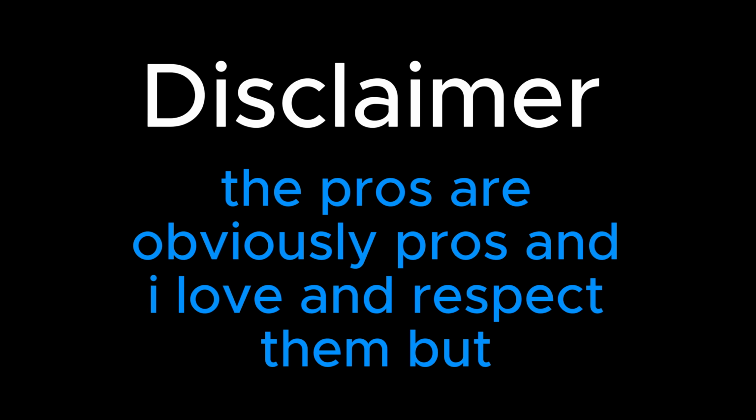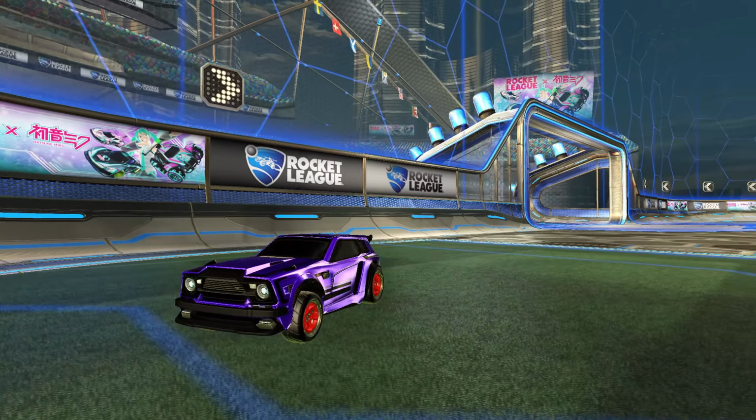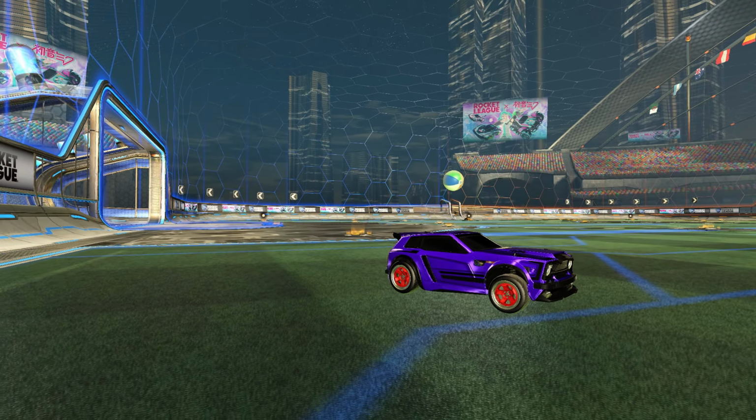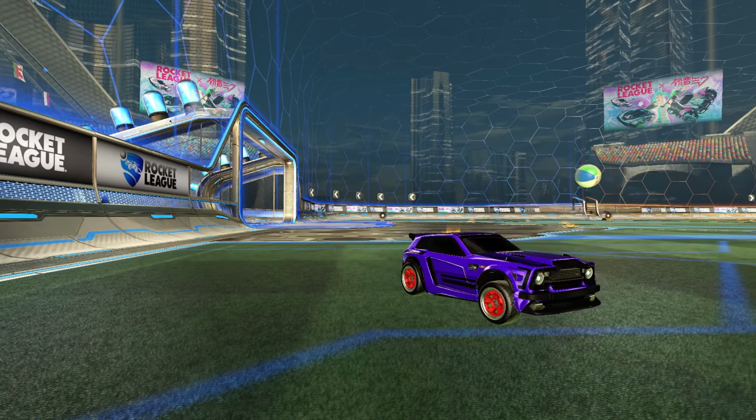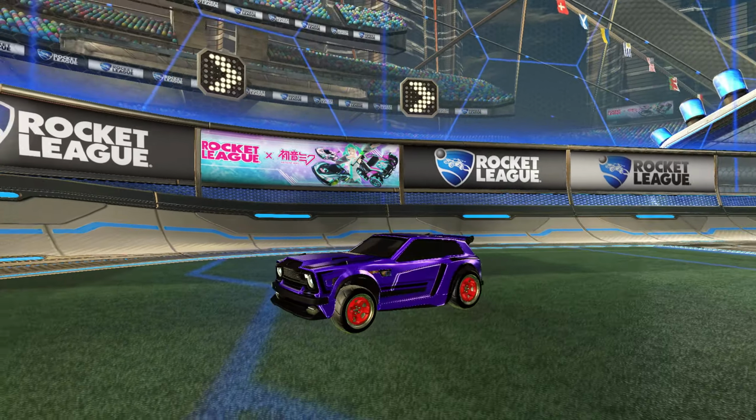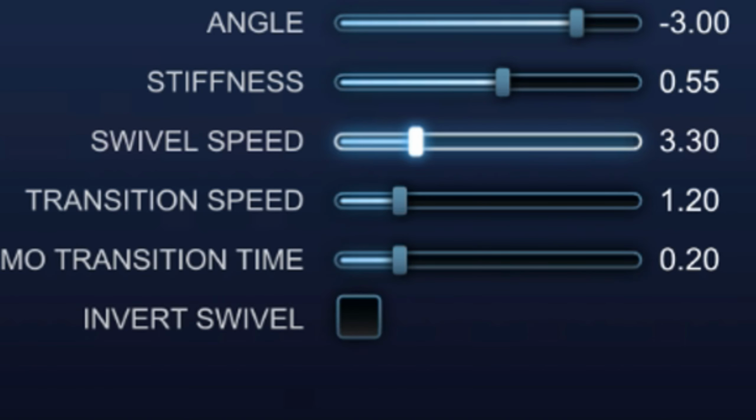Disclaimer, the pros are obviously pros and I love and respect them, but whenever they tell you their camera settings and they're going over what each one means, I found something that is kind of hidden, that a lot of people don't talk about. We're talking about swivel speed.